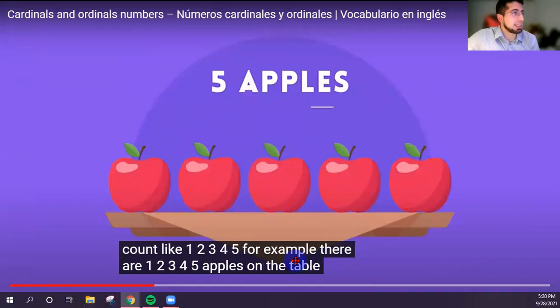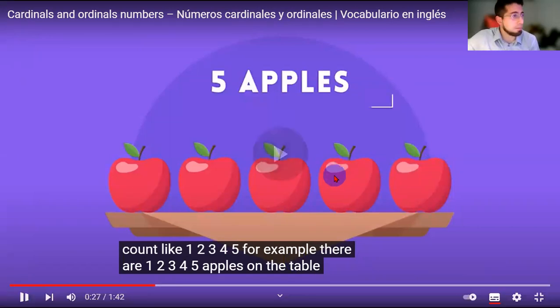Okay, perfect. This is an example, right? Es un ejemplo claro of the cardinal numbers, right? Números cardinales. So for count things, para contar cosas, okay?